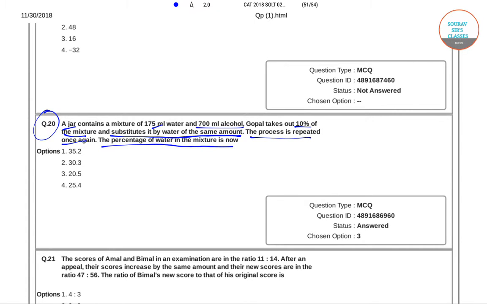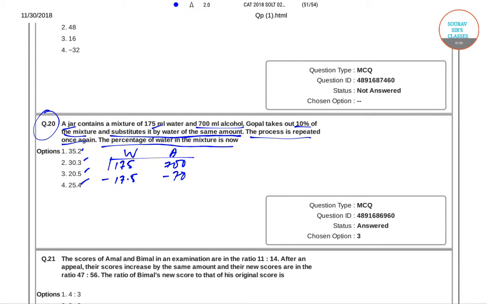The options are 35.2, 30.3, 20.5 and 25.4. So what we'll have to do, this is water and this is alcohol. Initially we had 175 ml of water and 700 ml of alcohol. Now 10% is taken out from the mixture. So basically 10% of the water and 10% of the alcohol is taken out. So minus 17.5, which is 10% of 175, minus 70, which is 10% of 700.